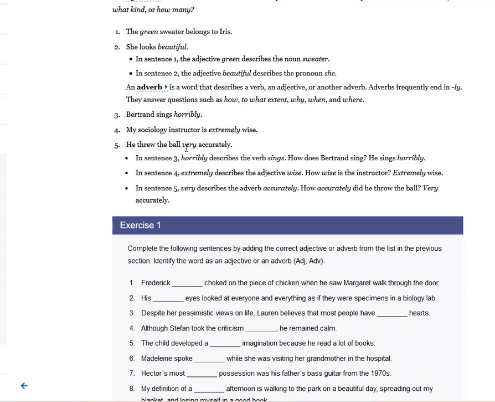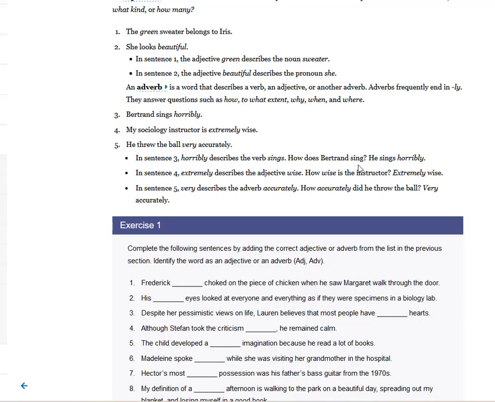And so here you have very, and very is an adverb. And how did he throw the ball? Accurately. And so here very modifies accurately, and accurately modifies how well he threw the ball, which is interesting. Everything modifies everything else. So in sentence 3, horribly describes the verb sings.